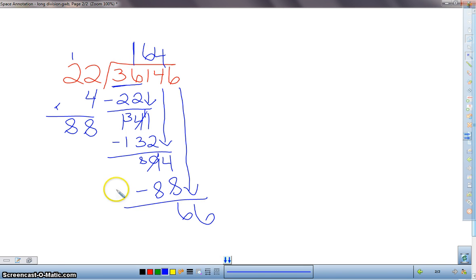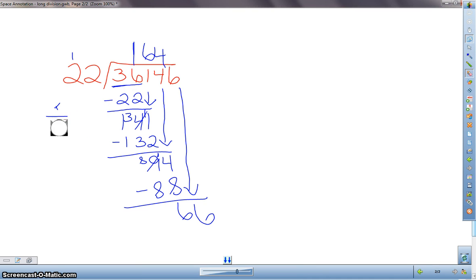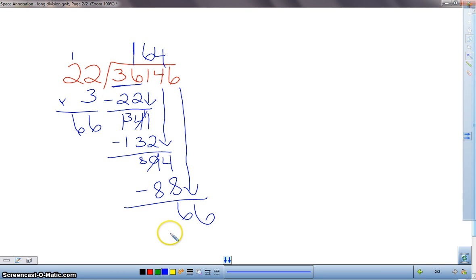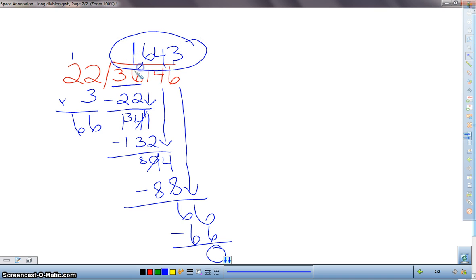Okay, last digit. So 22 goes into 66. Now I got doubles here, 22. So I know that if I multiply by 3, 3 times 2 is 6, 3 times 2 is 6, it's 66. Put my 3 above. I get 0 at the bottom. I have no numbers left to divide, and my answer is 1,643.